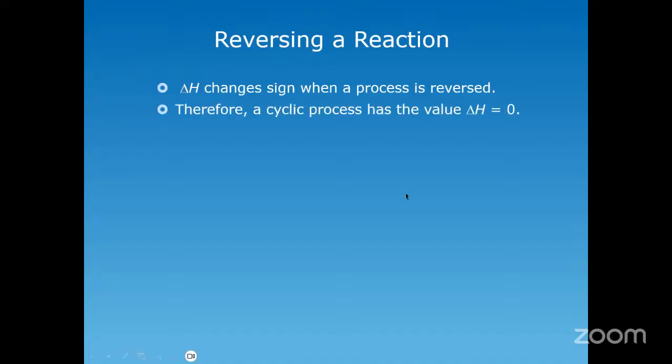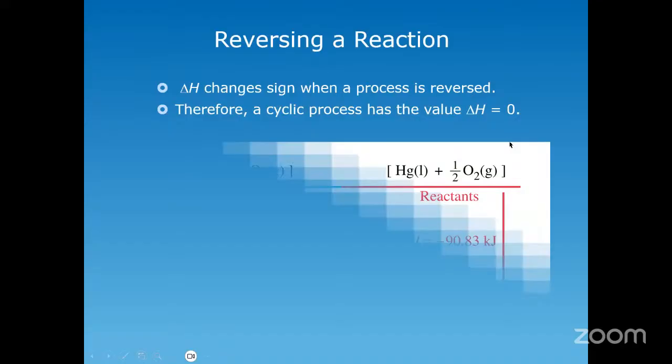That's another thing that you need to keep in mind when it comes to doing certain calculations. So therefore, a cyclic process has a value of delta H equals 0. In other words, if you're going from A to B, which is positive, and going back from B to A, then the net result would be no change, right? Delta H would be equal to 0, all right?